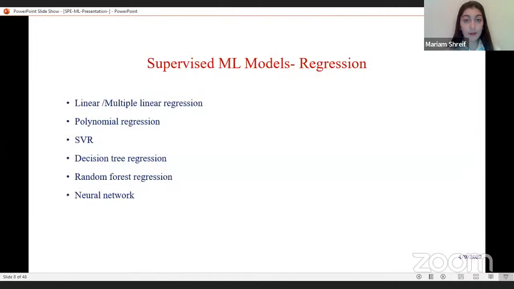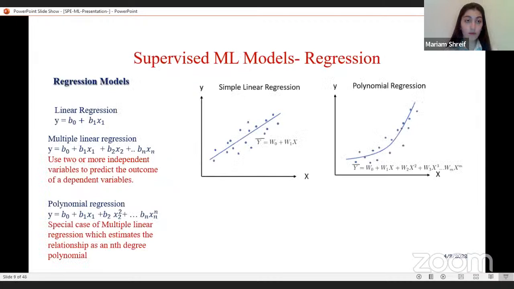So some examples of supervised machine learning models that are used for regression. So we have the linear and multilinear regression. We have the polynomial regression. The support vector regression, decision tree, random forest, and neural network. So for the multilinear regression, we use two or more independent variables in order to predict the outcome of a dependent variable. For the polynomial regression, it's considered a special case of a multilinear regression that estimates the relation as the nth degree polynomial.